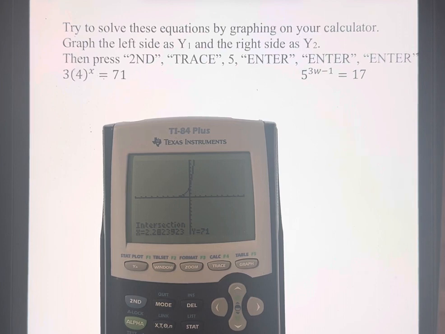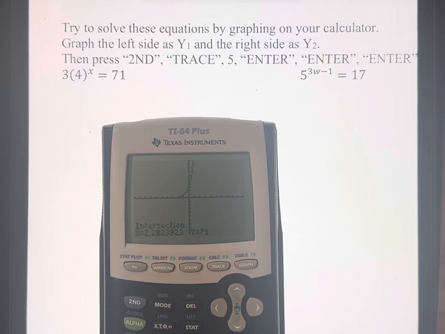If you would like to try solving the next equation on your own, pause the video now and resume when you're ready to see the solution.